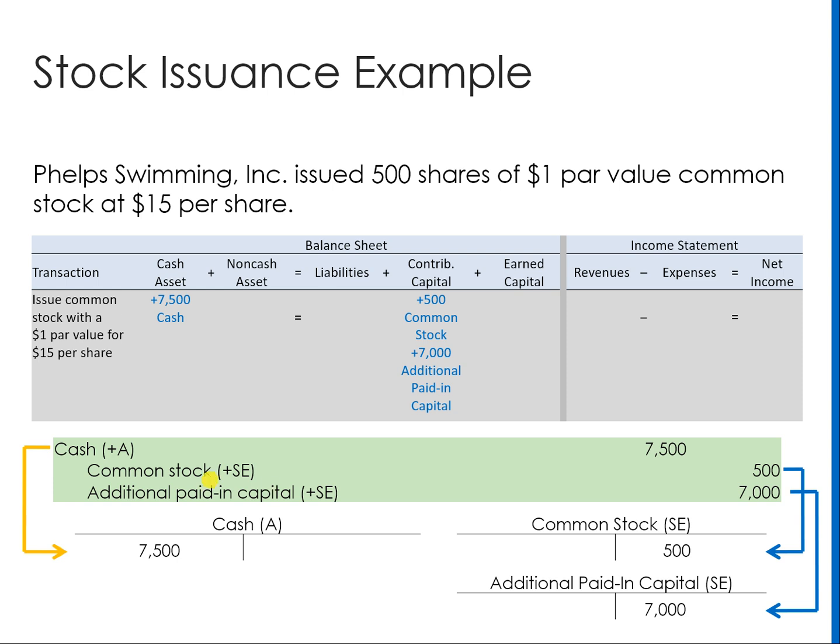And the journal entry will be the same if we issue preferred stock. Just credit preferred stock with the par value from issuance, then the remaining part will be credited into the additional paid-in capital account. Same thing.